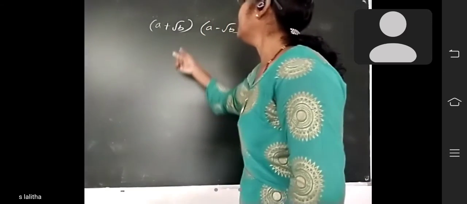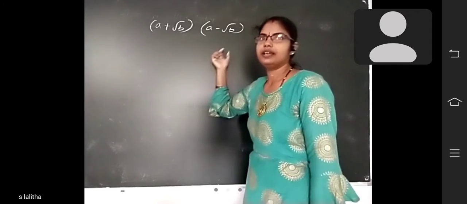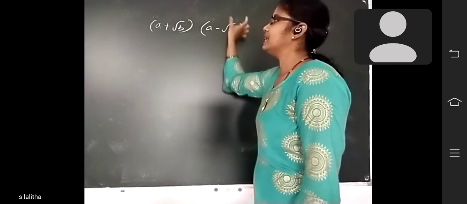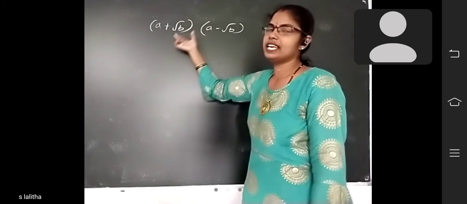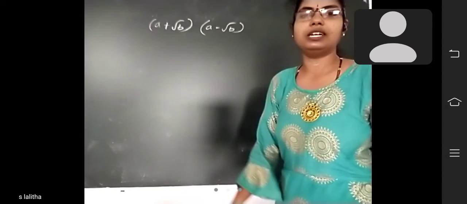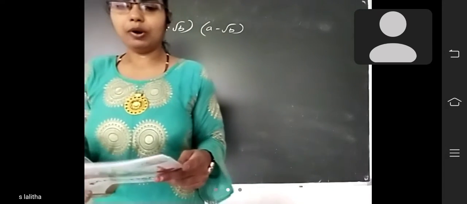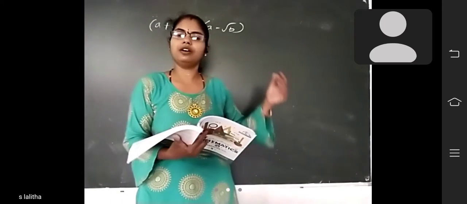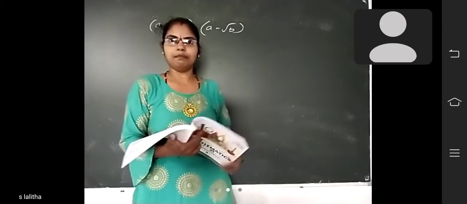So here a plus root b is a rationalizing factor of a minus root b, or a minus root b is a rationalizing factor of a plus root b. So these two are rationalizing factors to each other. Next note: the product of two conjugate surds is always a rational number.